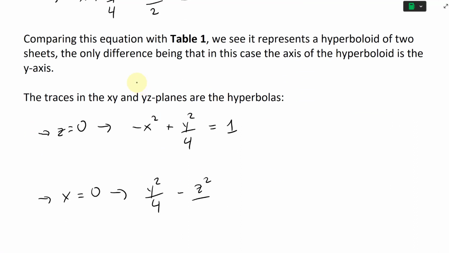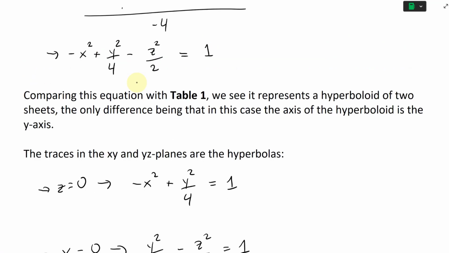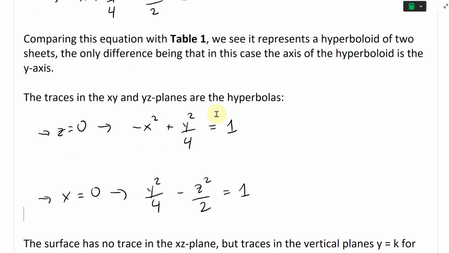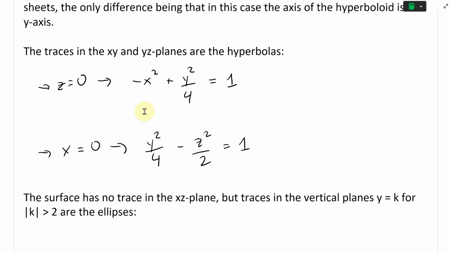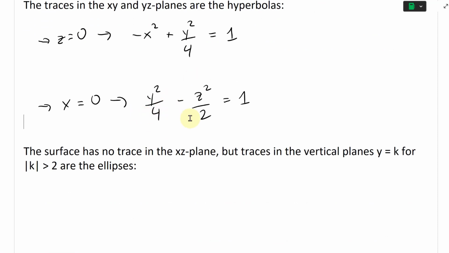Z squared over 2 equals 1. Like that. And so these are hyperbolas because there's just a negative sign there. So there's a negative sign and then a plus. Otherwise, it would have been an ellipse if they were both positive. But since there's one negative and one positive, yeah, they're both hyperbolas.